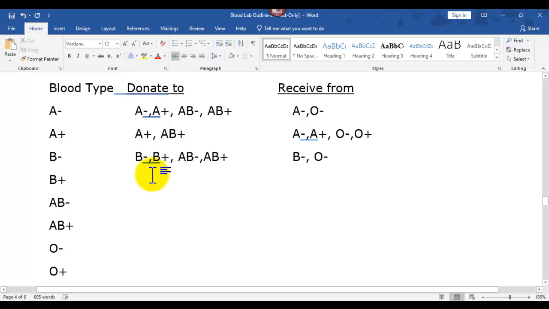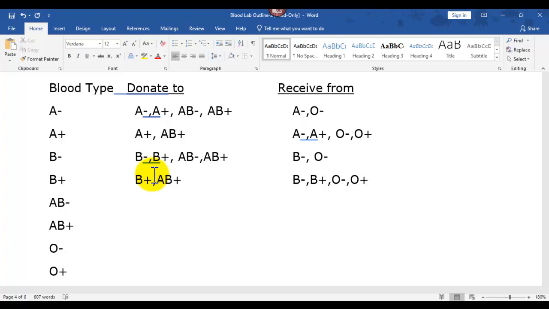If you're B positive, so who can you donate to? B positive and AB positive. Right? Because AB is the universal recipient and they're positive, they can't donate to negative. So who can they receive from? Once again, I hope you see a pattern. So B negative, B positive, O negative, O positive.